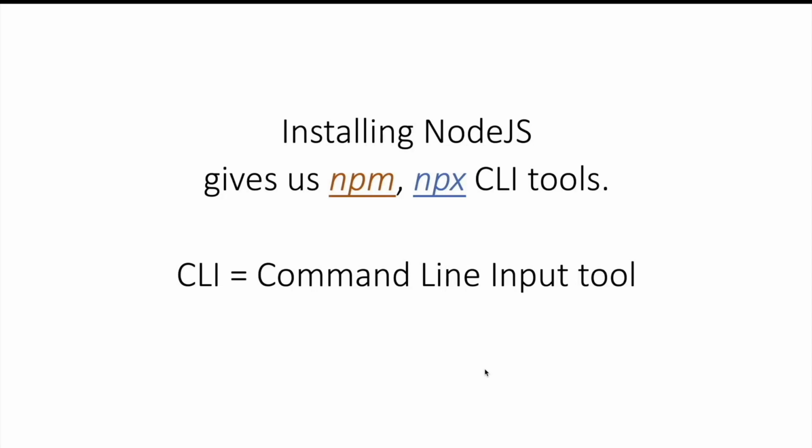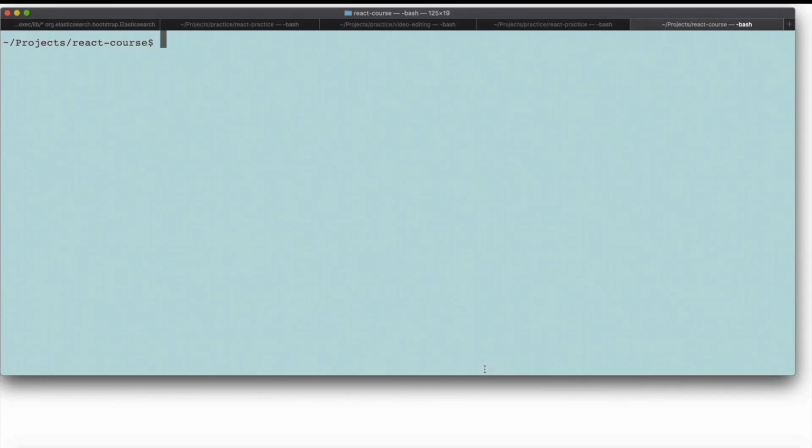Installing Node.js gives us npm and npx CLI tools. CLI stands for command line input or command line interface. Let us go to the terminal and check the versions of npm and npx: npm -v, and let's also check the version of npx, npx -v. If npm and npx are installed properly, we will get back version numbers like this.